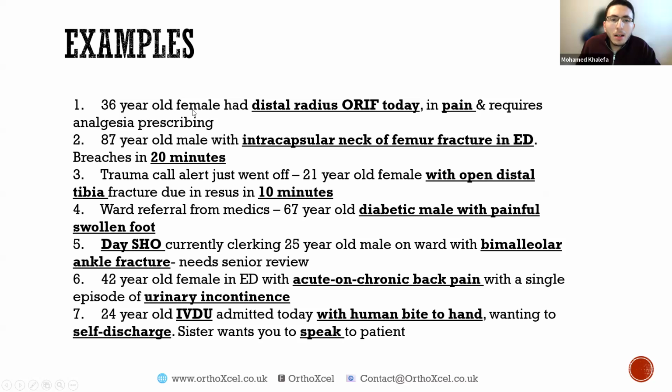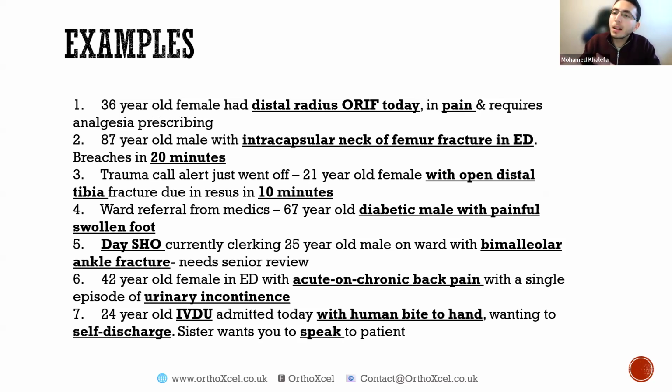So, female, young, left distal radius ORIF today, in pain, requiring analgesia. Pattern recognition: post-operative pain requiring analgesia. Could be nothing, but could be a compartment syndrome. So you should always highlight that you're worried about this patient. I'm concerned that it may be a compartment syndrome. My main concern is to exclude: is this a compartment syndrome or is it just a normal post-op? So you should manage it as a compartment syndrome until proven otherwise.